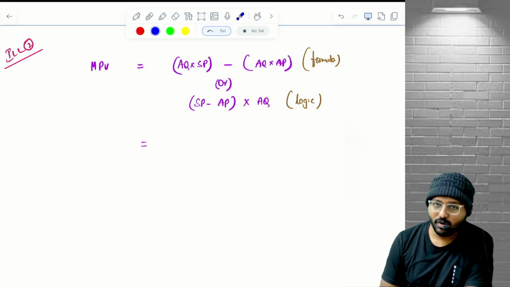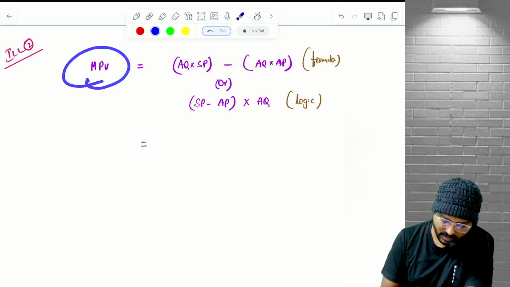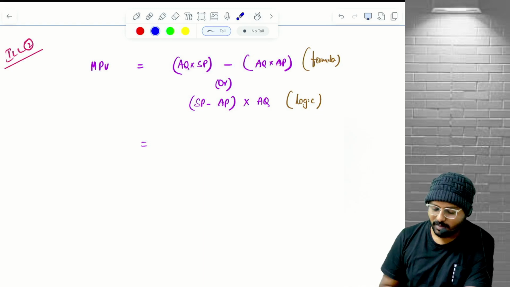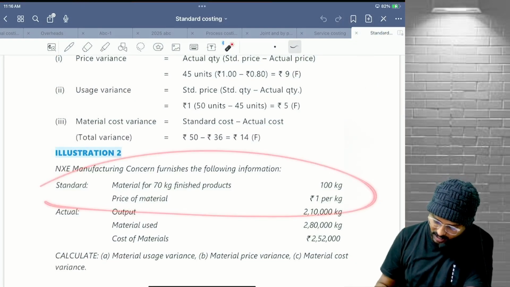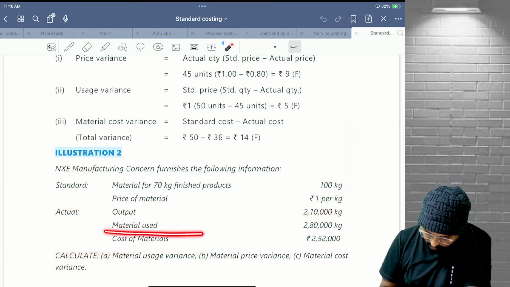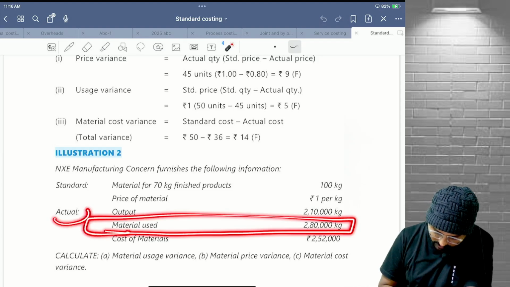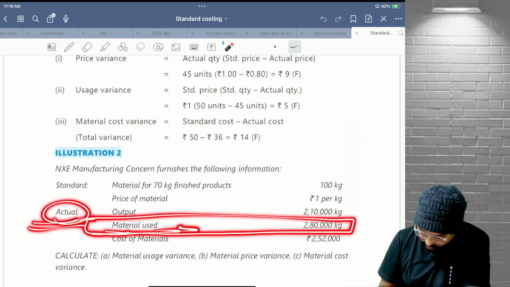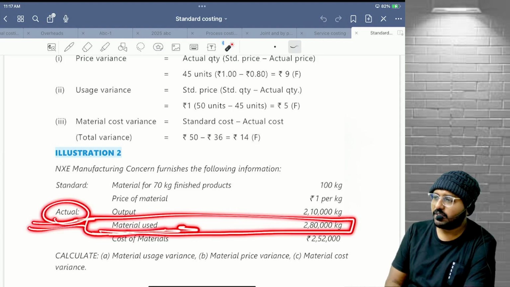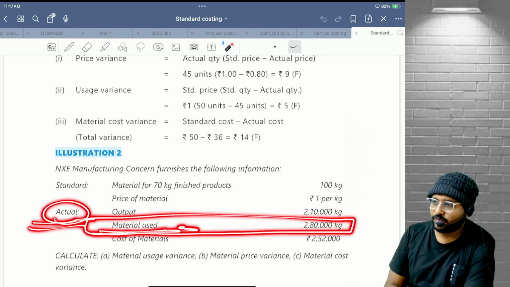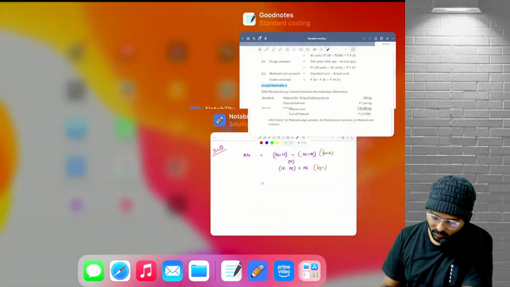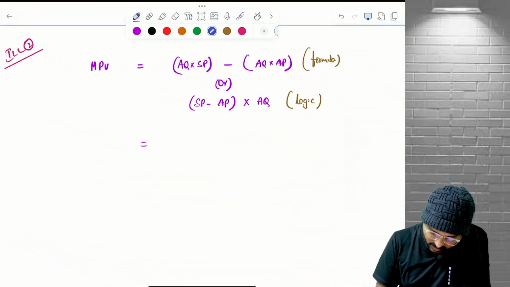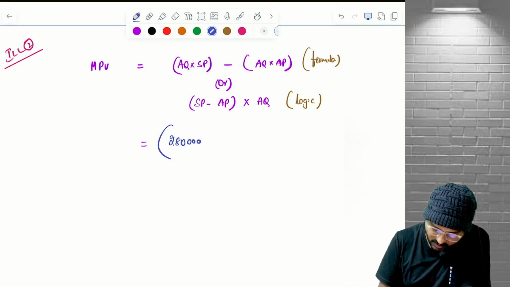Actual quantity of raw material purchased, if it is price variance. Correct? But do I have any information with respect to actual quantity of raw material purchased? I don't have any information. I have only one piece of information. What is that? Material used. So actual material used means this is nothing but what? Actual quantity consumed. Correct? Yes. So therefore, I'll take this number. What is that number? 2,80,000 into.